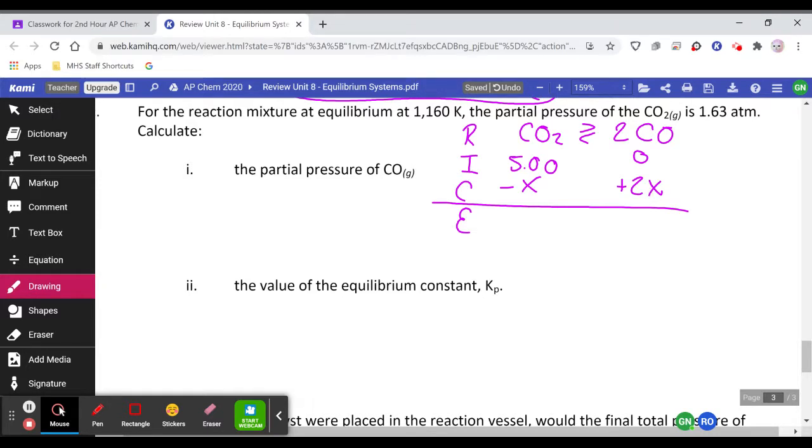Okay, and then at equilibrium, it tells us the pressure. So at equilibrium, we are 1.63 atmospheres here, and we're just 2x here. And so I can work backwards and solve for x, since I know an initial and I know a final. Okay, and so I get x equal to 3.37. And so if I want to know the amount of CO at equilibrium, well, it's just 2 times x. So we multiply that by 2, and I get 6.74 atmospheres.